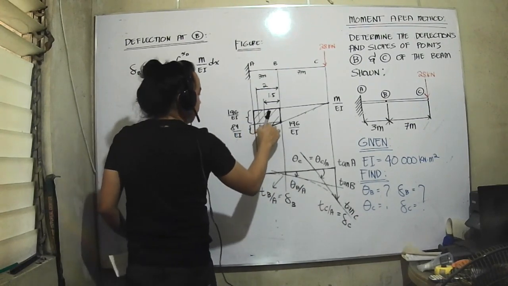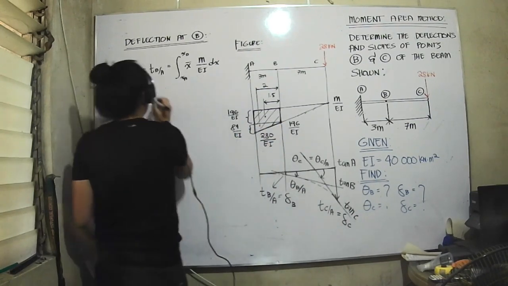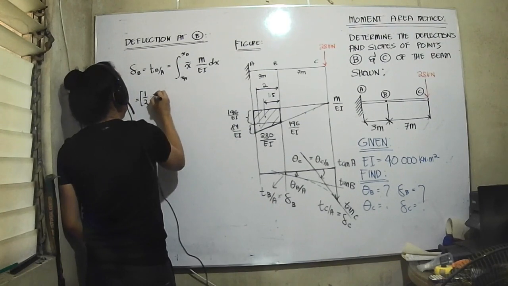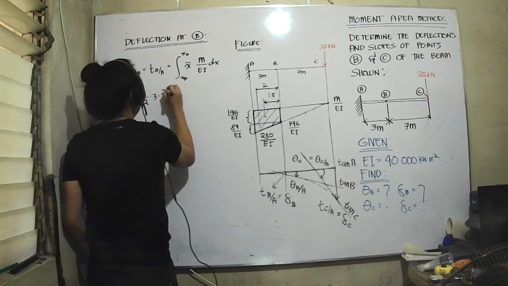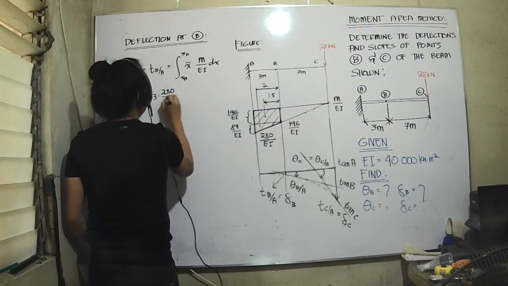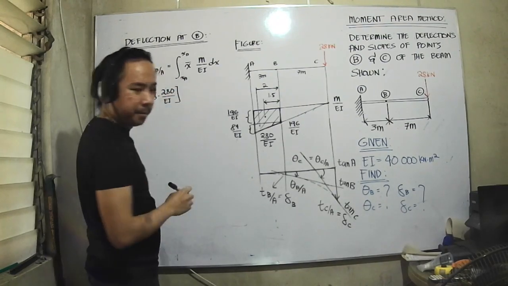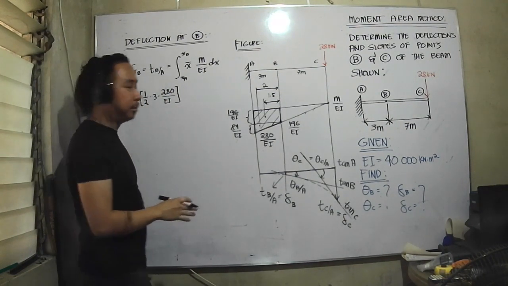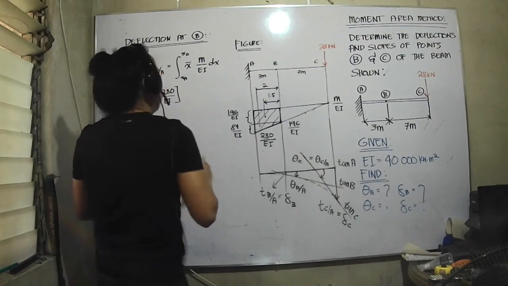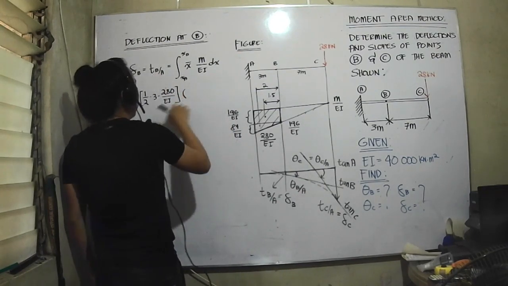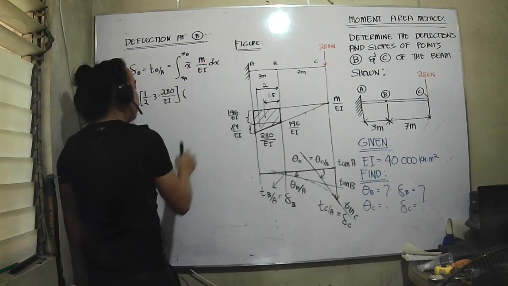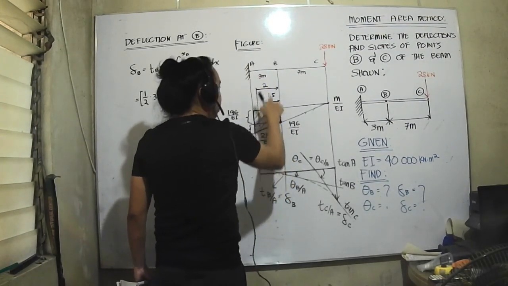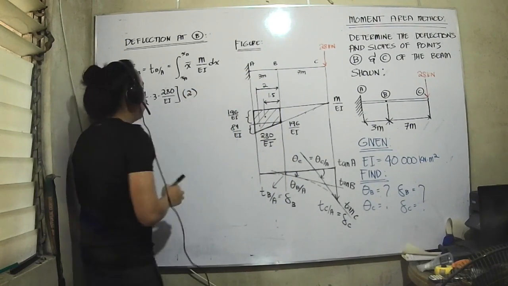First, the area of the triangle. The area of a triangle is just 1/2 times base, which is equal to 3, times height, which is equal to 280 over EI. Okay? That is our area. I made it this way so that it is more convenient to see. Then I multiply it with the moment arm. This is the area, this is the moment arm. Our moment arm, the centroid with respect to this point, is 2. Okay? That is for the triangle area.